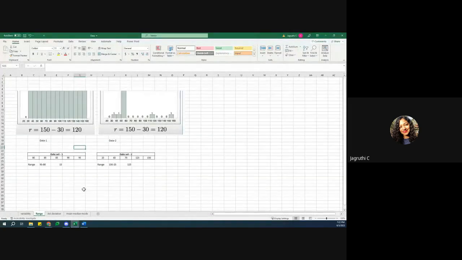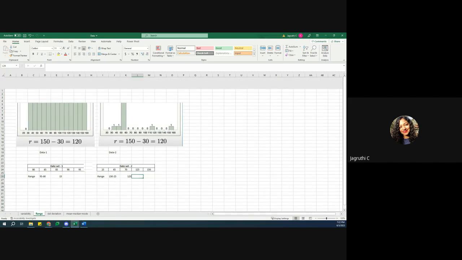So, first and foremost thing is the range. I think range is the simplest form of measure. What I mean by range is, if you take your highest value and your lowest value, the difference between them is what gives you the range.